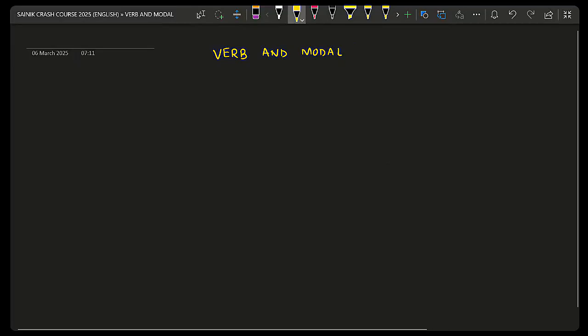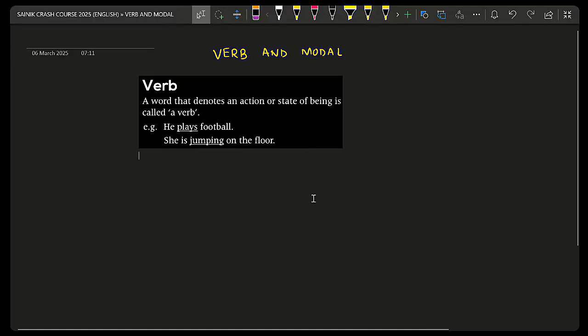Yes. So first we're going to discuss what is verb. As you can see, a word that denotes an action or state of being is called a verb. So it is action words. Some action should happen or state of being also. Like he plays football. So there is an action in the word plays. And she is jumping on the floor. The action is happening in the word jumping.